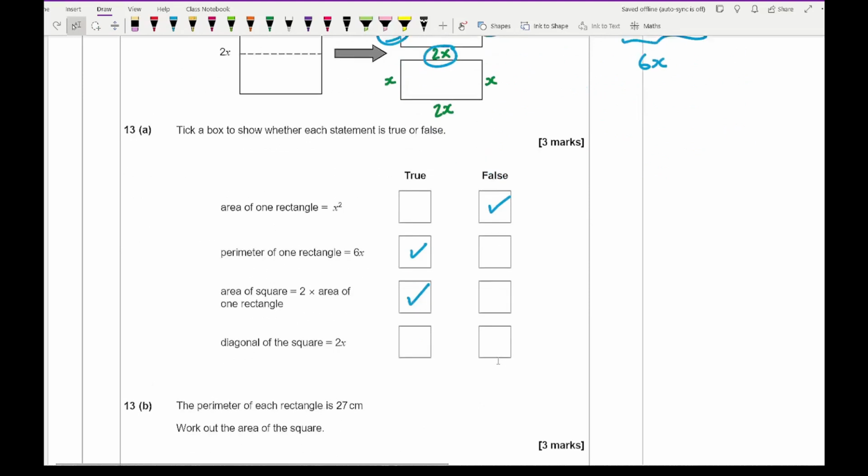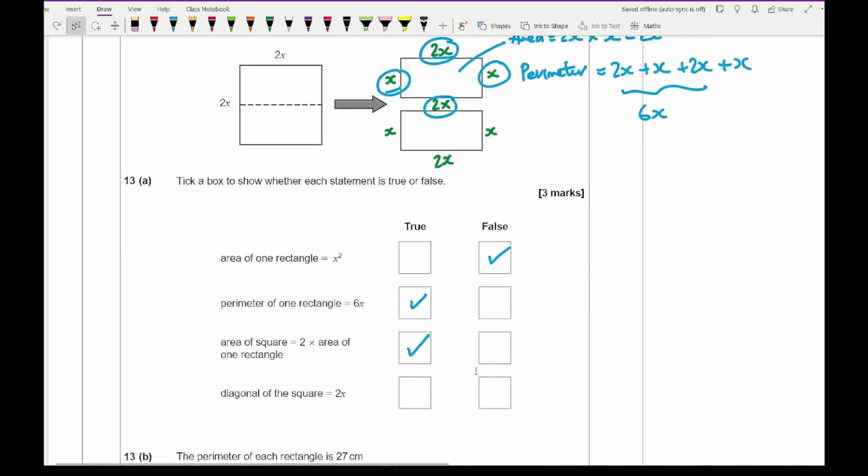And the last statement, the diagonal of the square is 2x. Well, that's definitely going to be wrong, because using Pythagoras, if I do it on this one here, that blue line needs to be longer than one of the other two sides. And so if one side is 2x, then that blue line has definitely got to be longer. So then the answer there is going to be false.